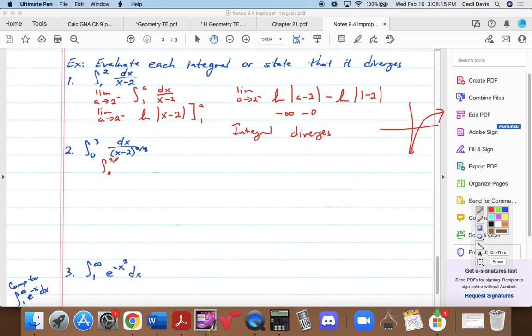The integral from 0 to 2 of x minus 2 to the negative 2/3 dx.